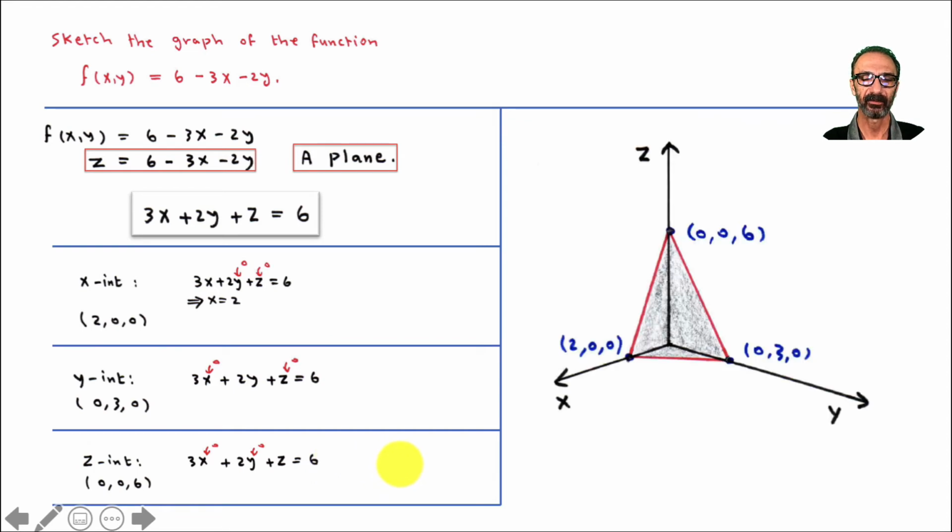And here's the graph. It intersects the x-axis at 2, the y-axis at 3, and the z-axis at 6. This is a plane, but we are seeing it from only one point of view, which is the first octant. Of course, it extends and keeps moving on.